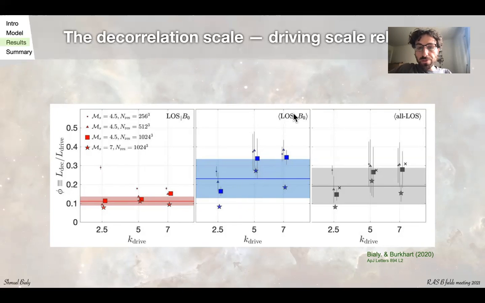And when you observe perpendicular to the field lines, then there is more scatter, and typically the fluctuations are also larger, and this is what we see here. On the mean, it's about 0.2 something. And these different symbols are different simulations with different sonic Mach numbers and resolutions. So this is basically the result.